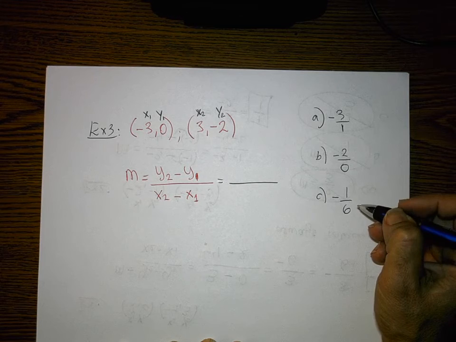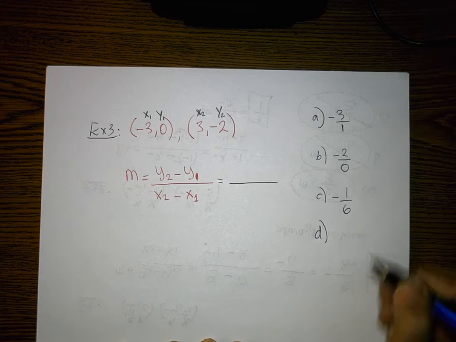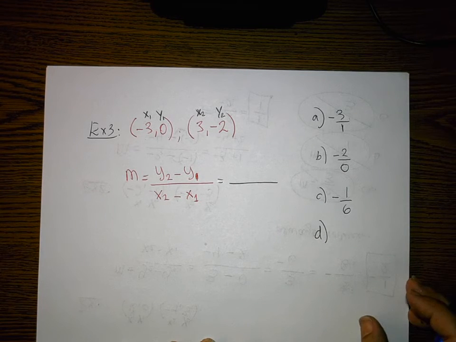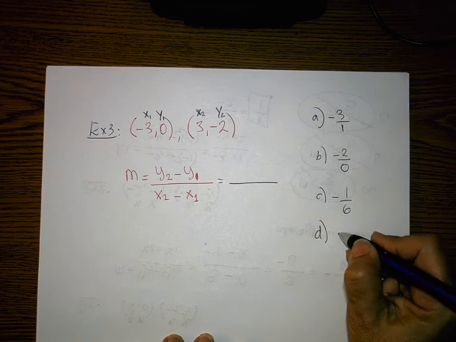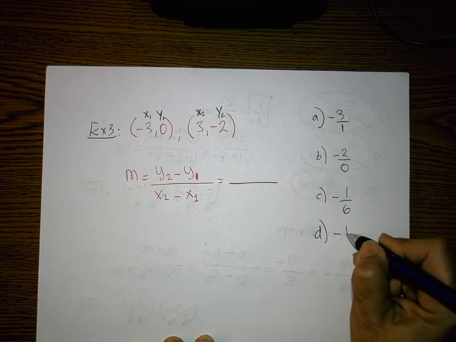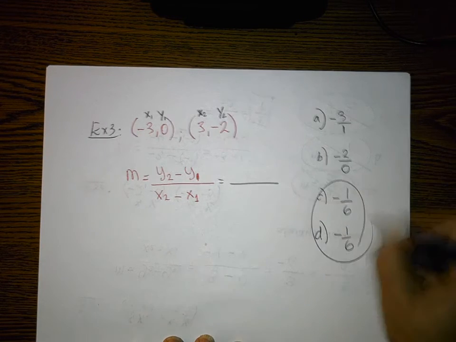Farah, did I see your hand up there? No, it was Jacqueline. It was Fatima. Fatima, what is your answer? Negative 1 over 6? Okay, same as over here. So I have 3 students' answers right there. Let's see who's right.